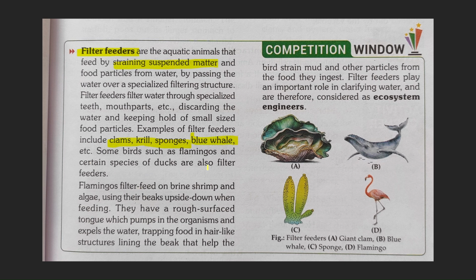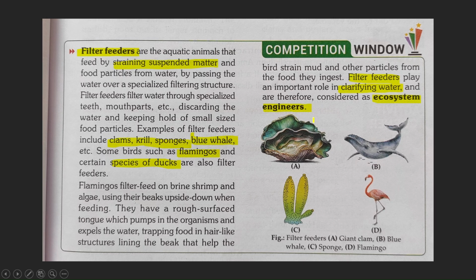Some birds, such as certain species of flamingos and certain species of ducks, are also filter feeders. Flamingos filter feed on brine shrimp and algae using their beaks upside down when feeding. They have a rough-surfaced tongue which bumps into the organism and expels water, trapping food in the hair-like structures lining the beak, which helps the bird to strain mud and other particles from the food they ingest. Filter feeders play an important role in clarifying water and are therefore considered ecosystem engineers.